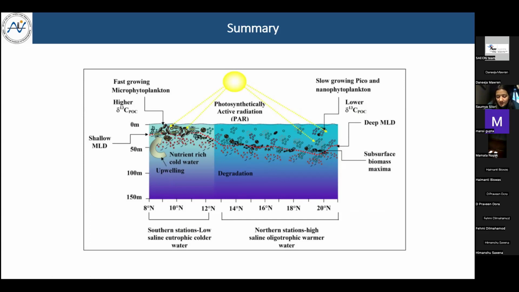But I would also like to say that there are some other factors that can lead to the differences in the values that we see. First of all, there is the isotopic signature of the source inorganic carbon, which is the CO2 or even the bicarbonates or carbonates. So we also need to see what the isotopic ratios of the source inorganic carbon are, which unfortunately we were not able to do.